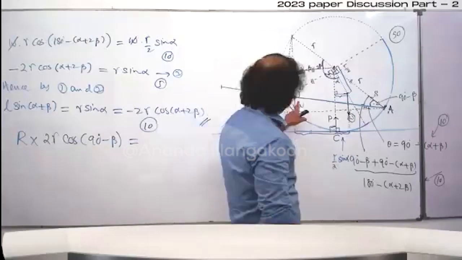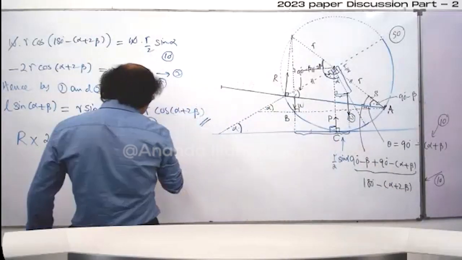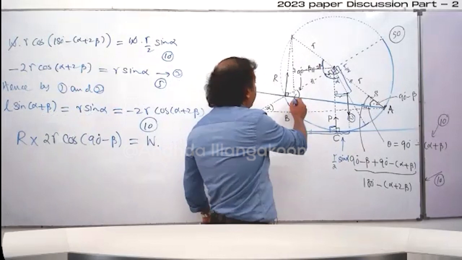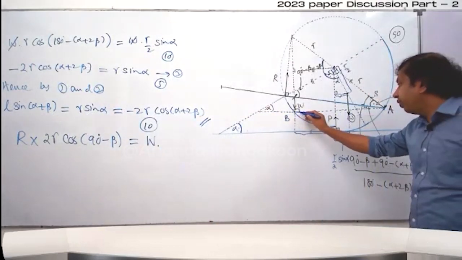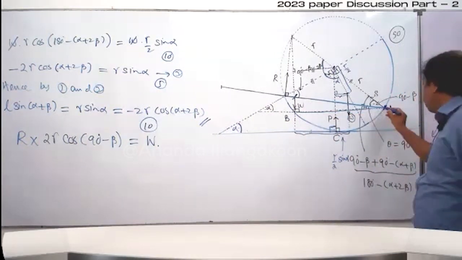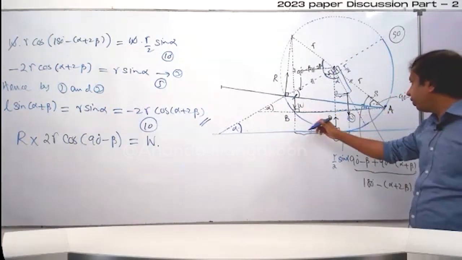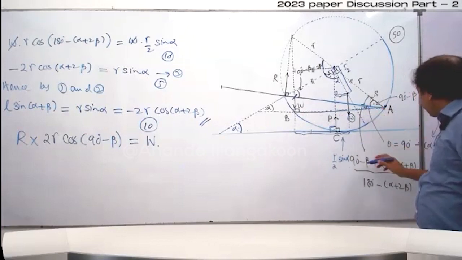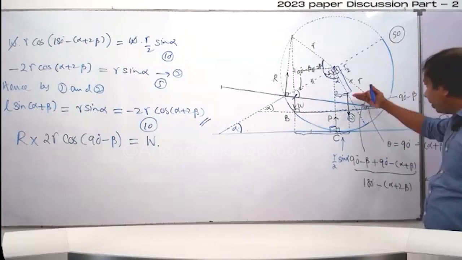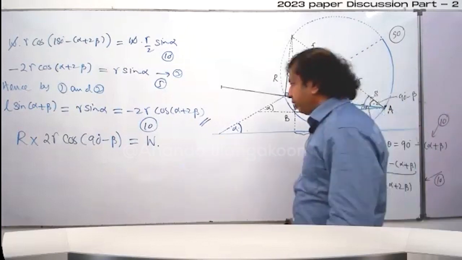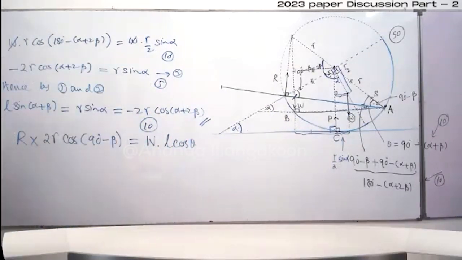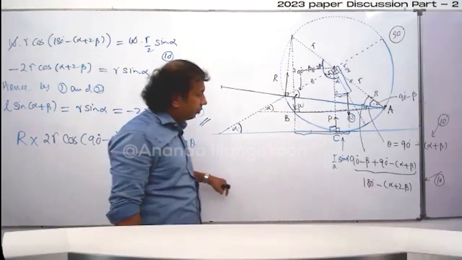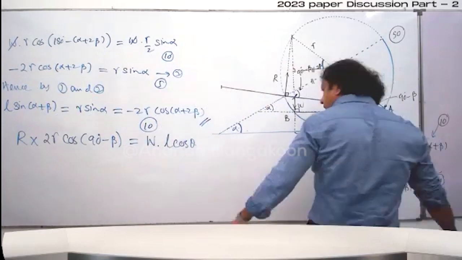Equals weight W times the length from here to here, L. This length we need to take the moment of this W around A. This angle is theta. Then what is that? L cos theta. W into L cos theta. But theta is, people, what? 90 minus alpha plus beta. Put that there.